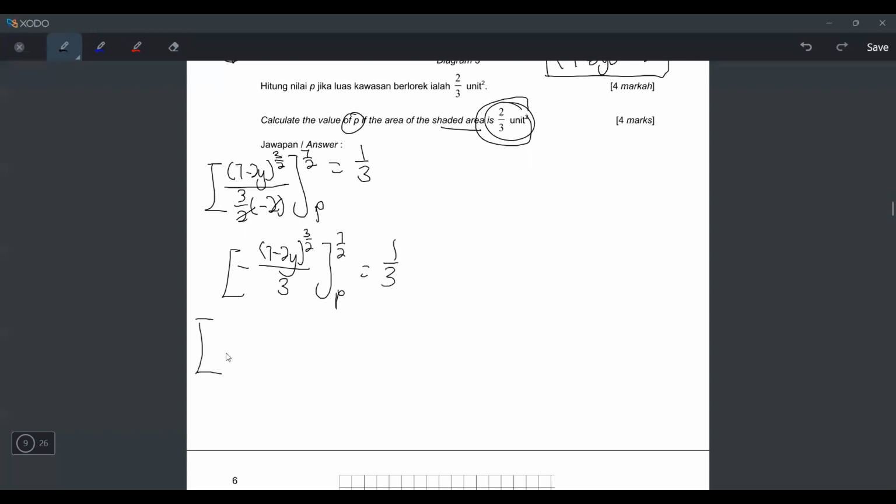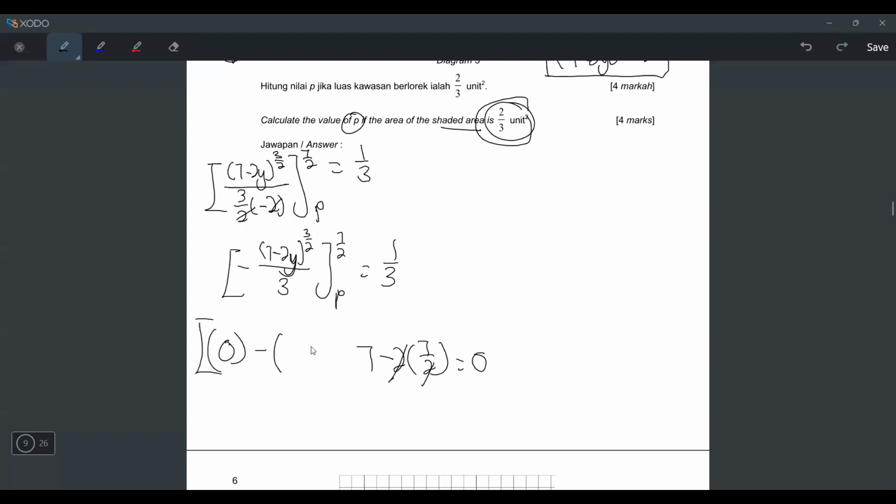Okay, sekarang baru saya ganti the 7 over 2 inside. So what happens when I ganti 7 over 2 inside? So imagine it would be 7 minus 2y, right? And this y I already ganti with 7 over 2. So when I cut, I left with 7 minus 7, which is 0. It means this will be 0. And then 0 power 3 over 2 is still 0. 0 divided 3 is still 0. Negative 0 is still 0. It means what happens when I ganti 7 over 2 inside? I'll just end up with a big fat 0.